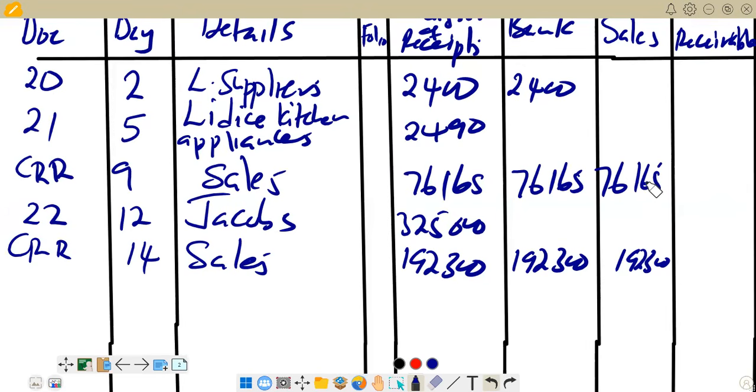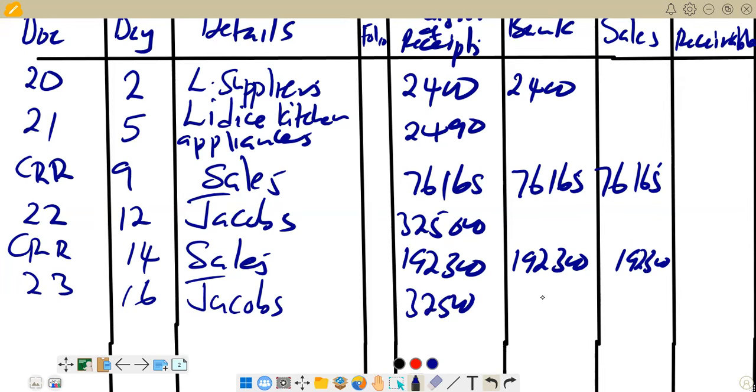So this is our cash receipts journal. The date is 2023, the document number is 23, then the day is 16. We are receiving from Jacobs, the owner, and the amount we are calculating is 32,500.